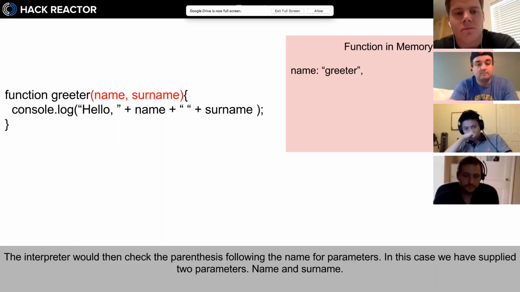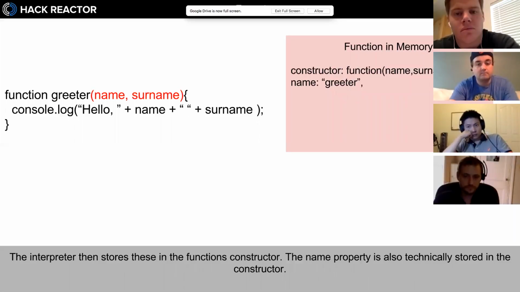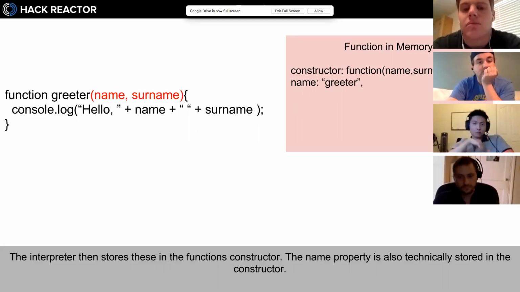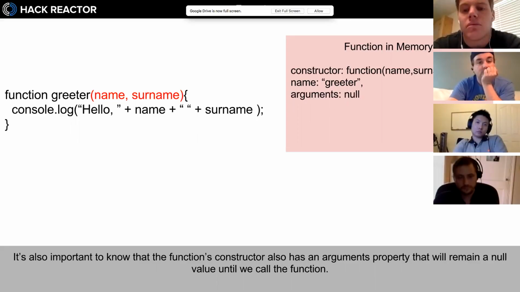The interpreter would then check the parenthesis following the name for parameters. In this case, we have supplied two parameters, name and surname. The interpreter then stores these in the function's constructor, so the name property is also technically stored in the constructor. And this is a function behind the scenes that's actually building the function that we're building right now. It's also important to note that the function's constructor also has an arguments property that will remain a null value until we call the function.